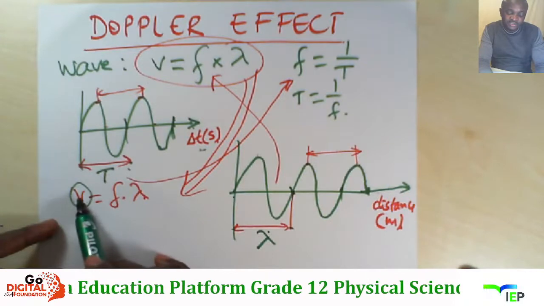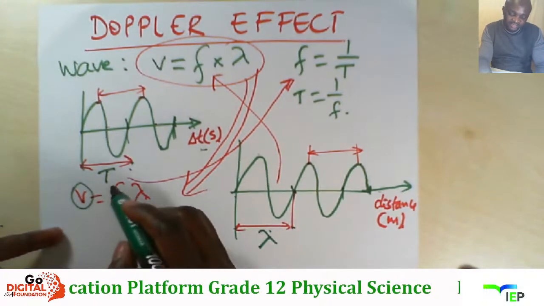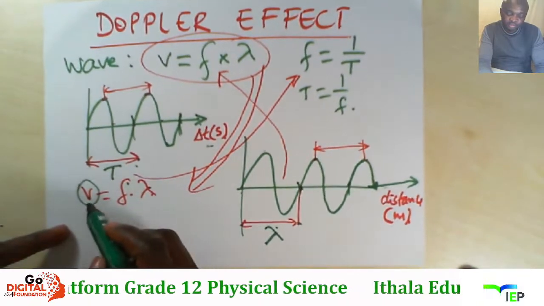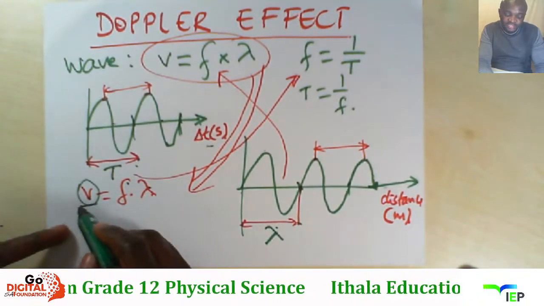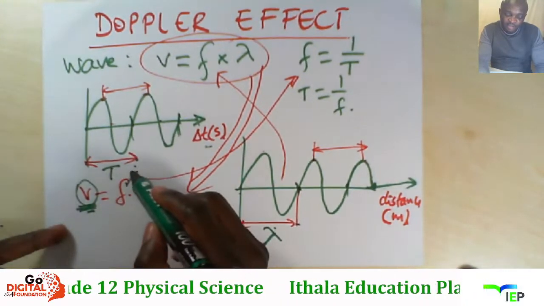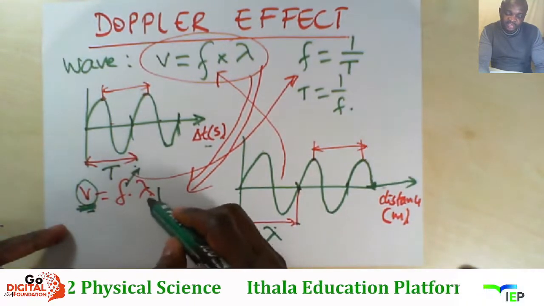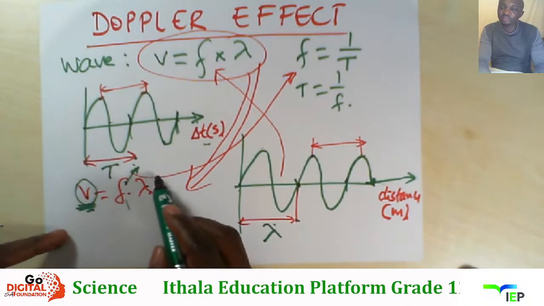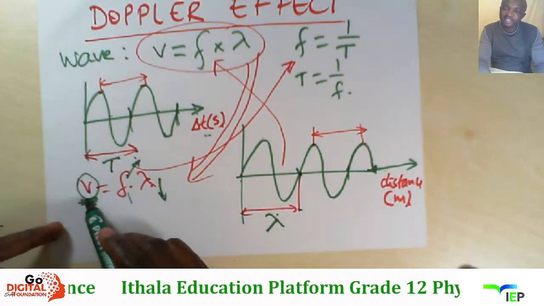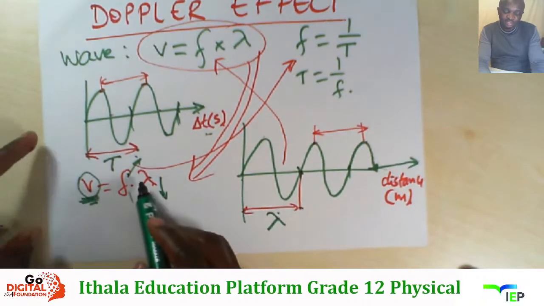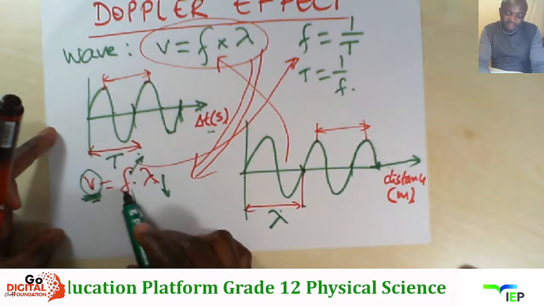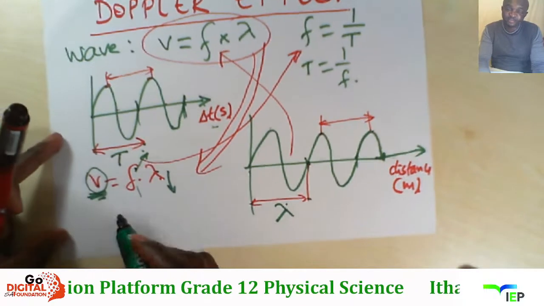Kodwa ke makuthi is the same medium kungashintsha i-frequency then kushintshe ne-wavelength. So into uzobona ukuthi for us to maintain uv constant makunyuka i-frequency kumele kwenze njani, kwehle i-wavelength, noma makwehla i-frequency kumele kunyuke i-wavelength ukuze si-maintain uv constant. So in that case sobona ukuthi i-frequency ne-wavelength they are inversely proportional.